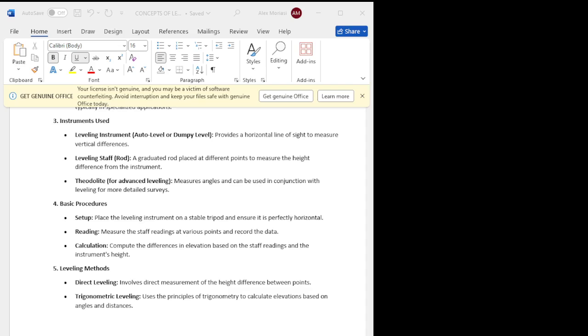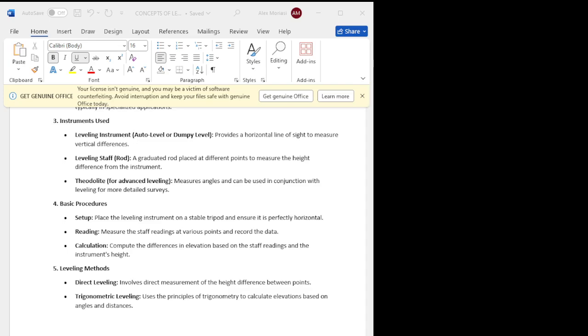I think, as you can see, these are the equipments that are being used, all the instruments. We go to point number 4, the basic procedures. These are the procedures that are to be followed. Step number 1, we have to set up. This is whereby the instrument is stable on the tripod and perfectly horizontal.